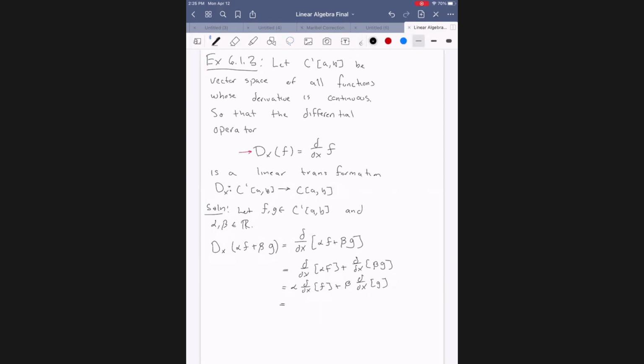But this is equal to just alpha dx of f plus beta dx of g, right? So this is indeed linear. And it's a linear transformation between the vector space C(a,b) to C(a,b), right? I mean, clearly this isn't a matrix, right? This is just a linear transformation that is not a matrix. So let's look at one more, and then we'll start doing the review.